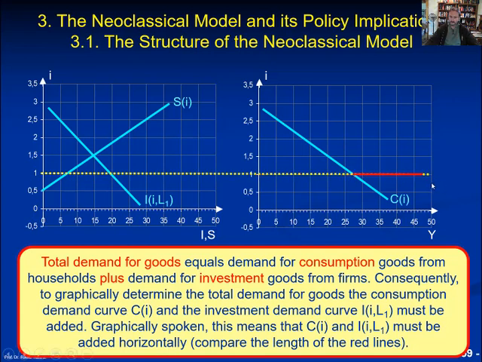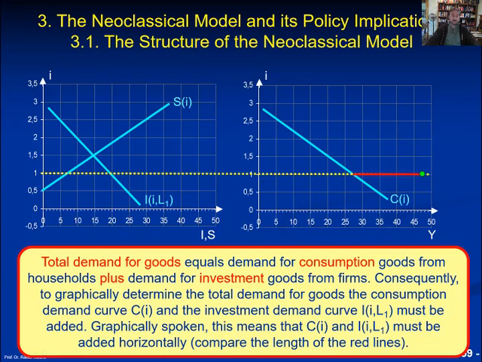and we receive this green point. So total demand for goods at an interest rate of 1% is equal to this large line segment here. The difference between the green point and the consumption demand, this line segment, is investment goods demand at an interest rate of 1%.